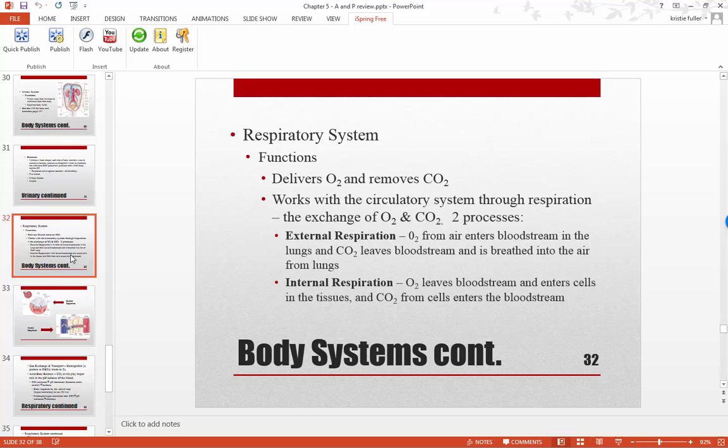Internal respiration occurs at the cellular level, where the blood goes wherever it's going to go, and it finds a cell, and the oxygen leaves the bloodstream, enters the cell and into the tissues, and then carbon dioxide from the cells comes into the bloodstream and is then breathed out via external respiration back in the lungs.